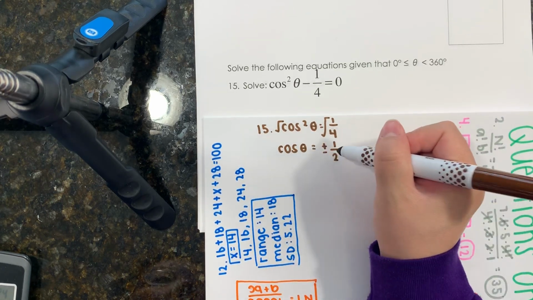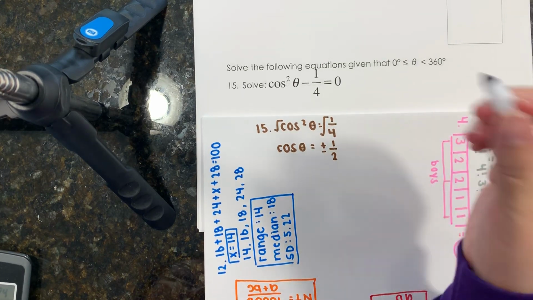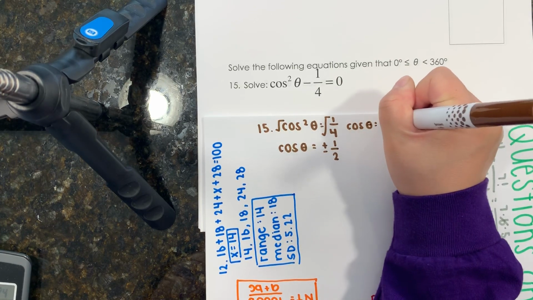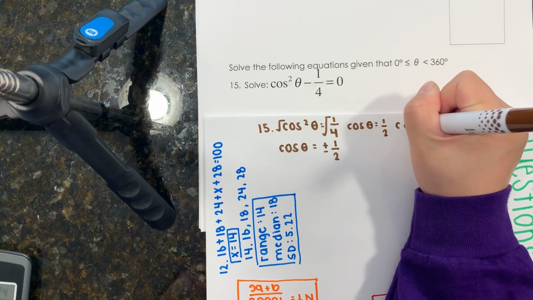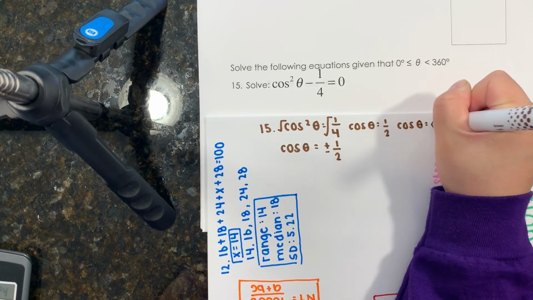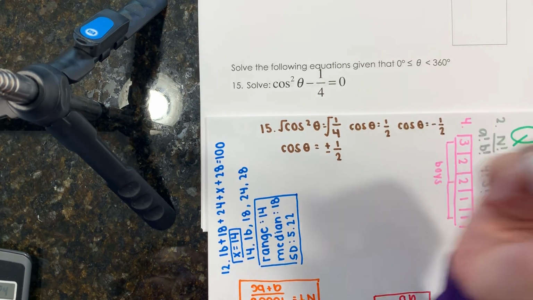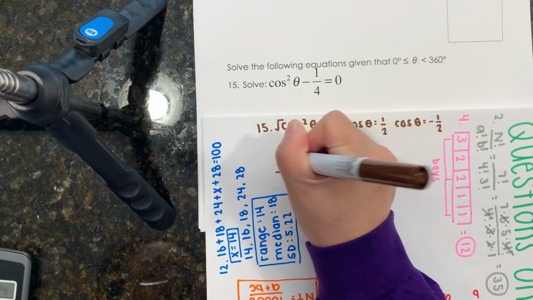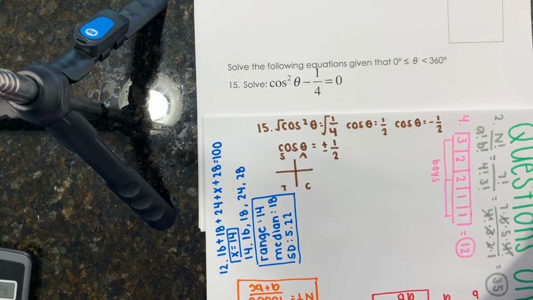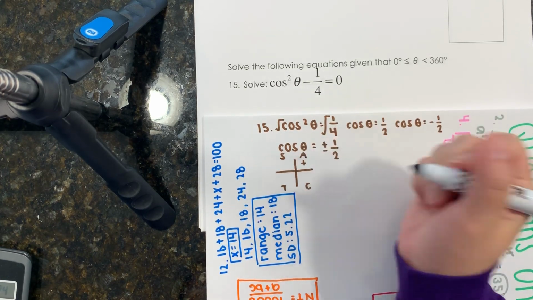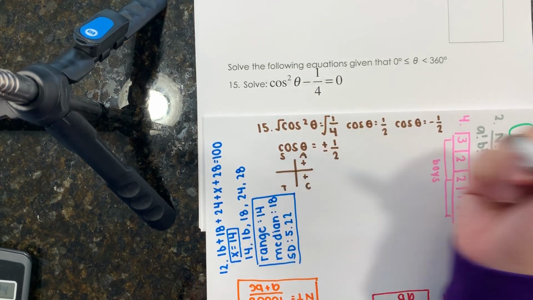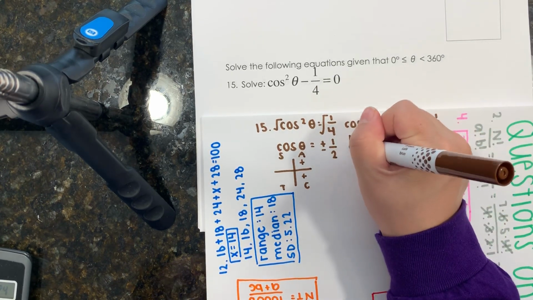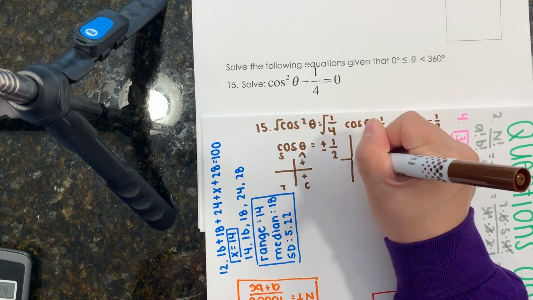So now that we have cosine theta, we're going to separate that into 2 equations. I'm going to have cosine theta is equal to positive 1/2. And then I'm going to have cosine theta equals negative 1/2. Now using our chart, we have A, S, T, C. So everything is positive in quadrant 1 and cosine is positive in quadrant 4. So for this first one, I'm going to draw my triangles in quadrants 1 and 4.